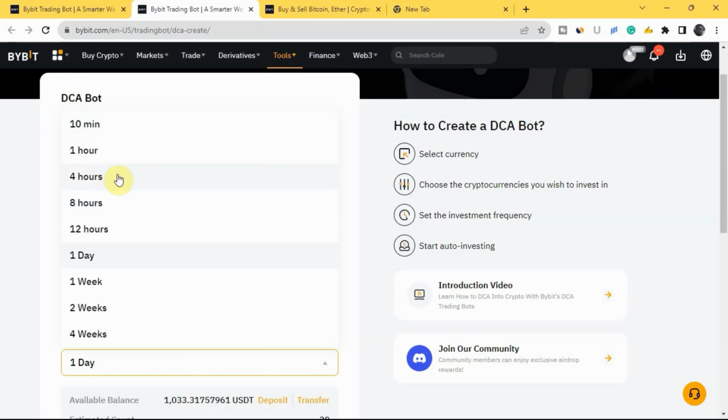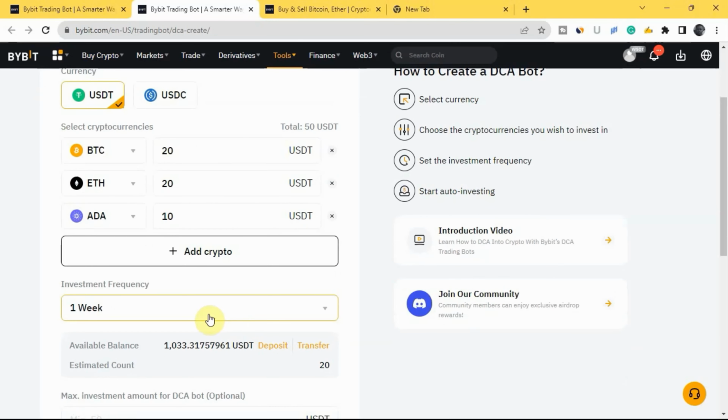So, for example, I want to pick every 1 week. I can pick 1 week right here. Just come here to where you have 1 week. You pick 1 week right here. That means this trading bot will be investing $20 in BTC, $20 in ETH, and $10 in Cardano every week. I hope you understand that.